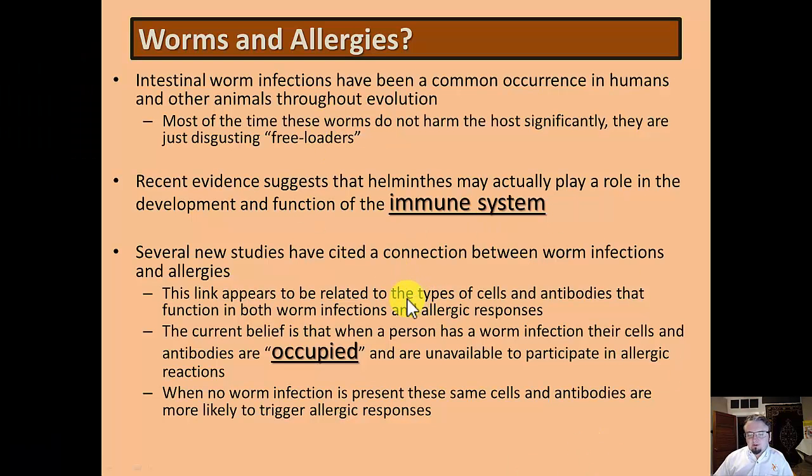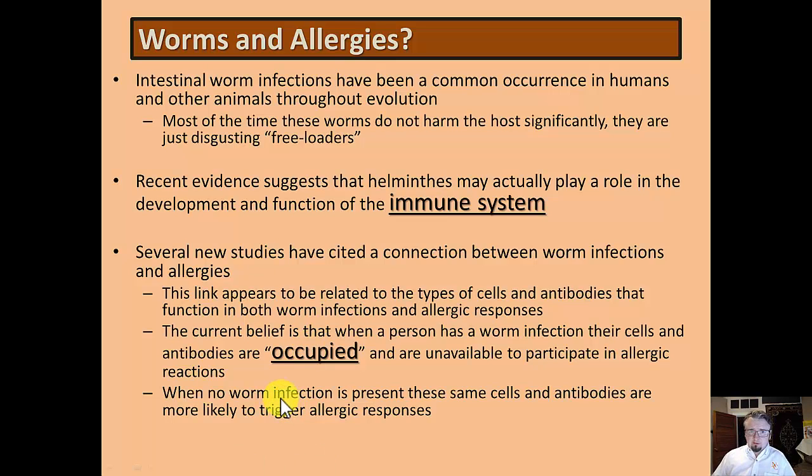There are actually some pretty specific links to certain types of cells in our immune system, and this is all fairly well proposed based on how the different parts of our immune system work. So basically the idea is, at one point our immune system was occupied. When we remove the worms, we essentially free those immune cells up to react in other ways.